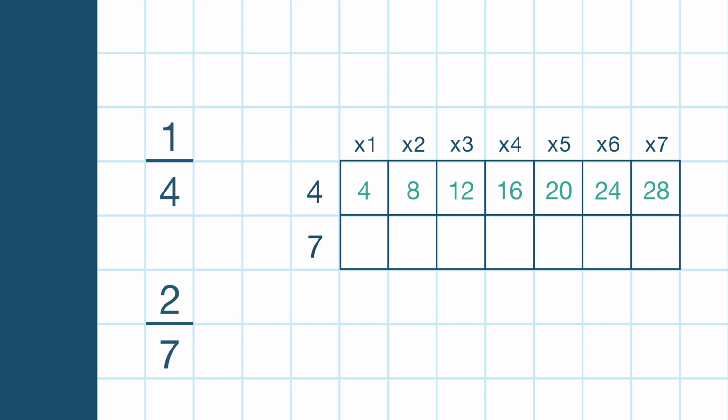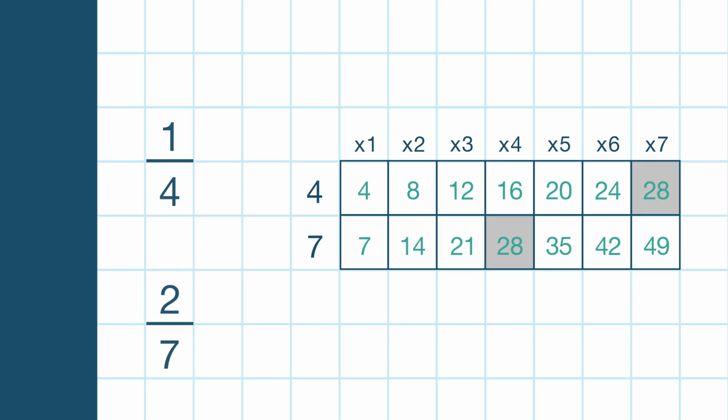Now let's list multiples of 7. 7, 14, 21, 28, 35, 42, 49. What number appears in both lists? Yes, 28. So 28 is the least common denominator.